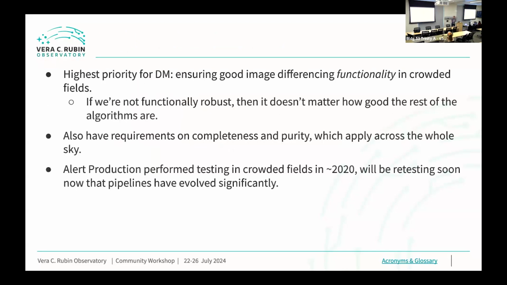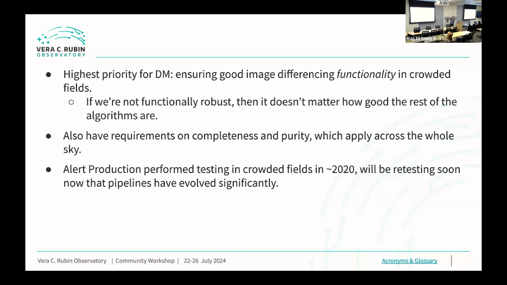So kind of to that end, the highest priority in terms of development right now for data management is to ensure that we have functionality that supports that image differencing over the entire field. So we can't just run the image differencing immediately before we've done astrometric calibration, photometric calibration. We kind of have to have those basic image processing steps working well throughout all of these crowded regimes. Otherwise, we can't even get to image differencing.